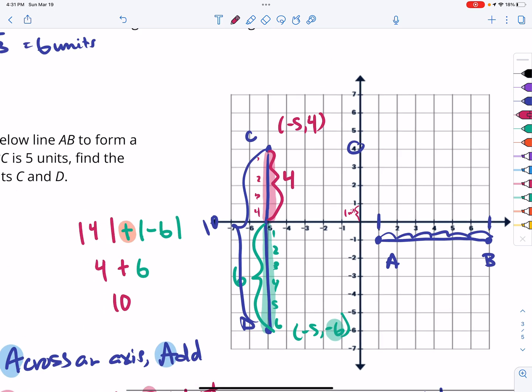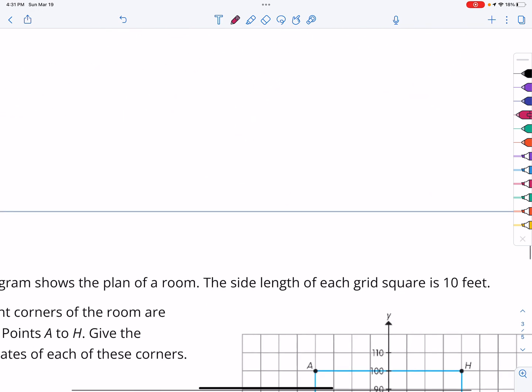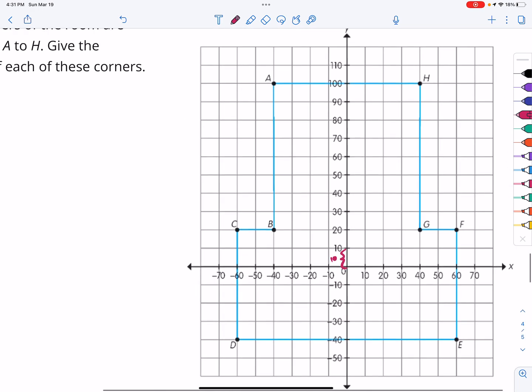And so you have to be careful. That's where counting is okay when you're calculating lengths. But if you use the coordinates, the ordered pairs, to figure it out using absolute value, you don't have to worry about counting and then multiplying or whatnot. But we will look at a couple of those examples here.